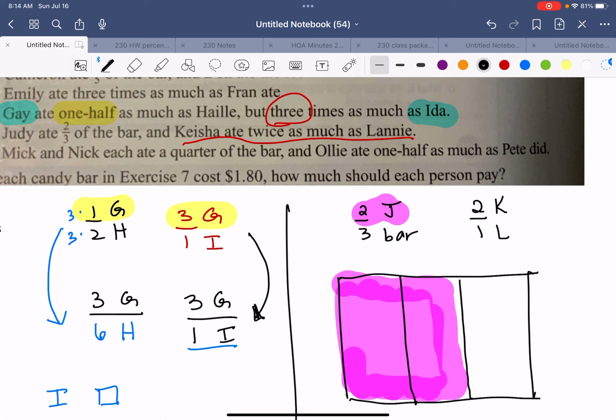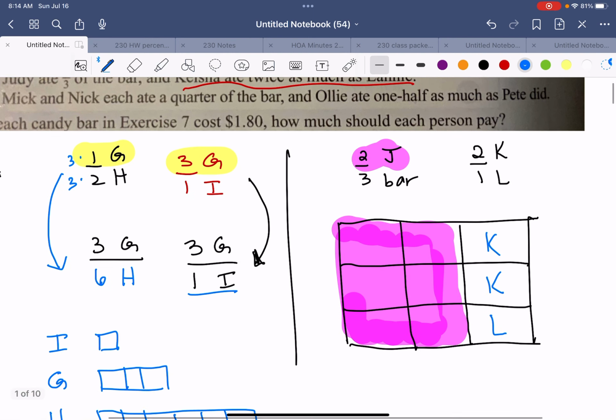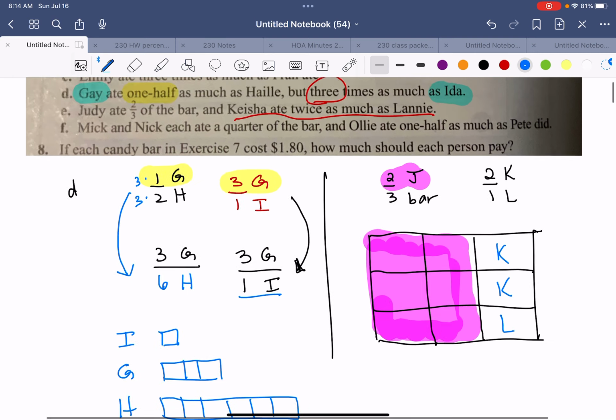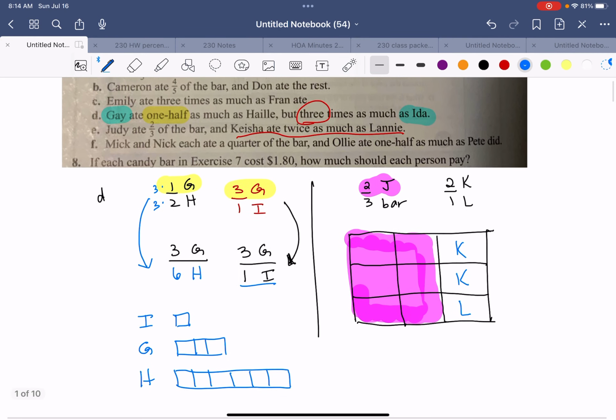So just like we did with double sort, I'm going to cut it horizontally into 3 rows. And then I'm going to give Keisha 2 and Lonnie 1. Okay. And now you can see that Judy still has 2/3 of the bar because she has 6 squares out of 9 squares. Keisha has 2 out of 9, she has 2 boxes out of the total 9. And Lonnie has 1 out of 9. So by cutting it in different directions, it allows me to sort out each piece of the bar.